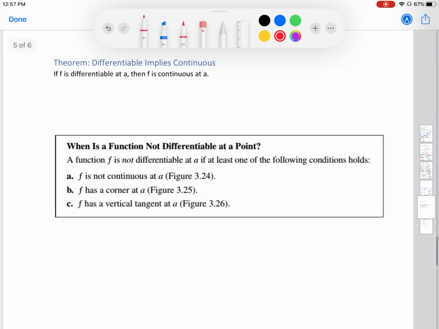One last problem in the theorem: differentiable applies to continuous. Continuous means you don't pick up your pencil, and it's a smooth, continuous line. If f is differentiable at a, then f is continuous at a. A function is not differentiable at a if at least one of the following conditions holds. f is not continuous, meaning there's a break. f has a corner, like a cusp, some sharp point. And f has a vertical tangent at a. So these are parts where it's not differentiable.